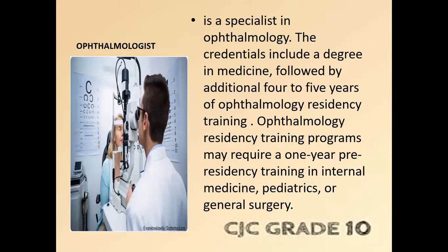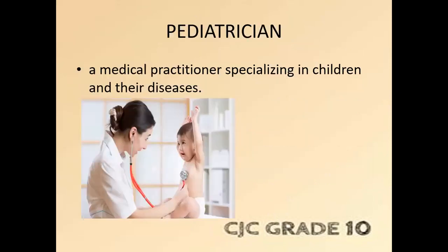Next, ophthalmologist, a specialist in ophthalmology. The credentials include a degree in medicine followed by an additional 4 to 5 years of ophthalmology residency training. Ophthalmology residency training programs may require a 1-year pre-residency training in internal medicine, pediatrics, or general surgery. So ophthalmology is a science that deals with the treatment of eye diseases.